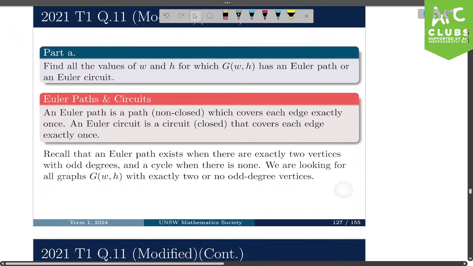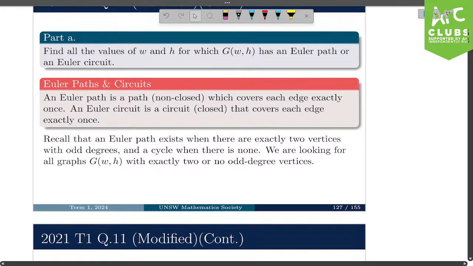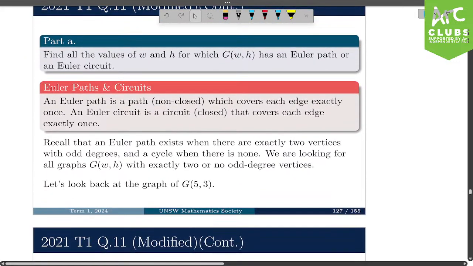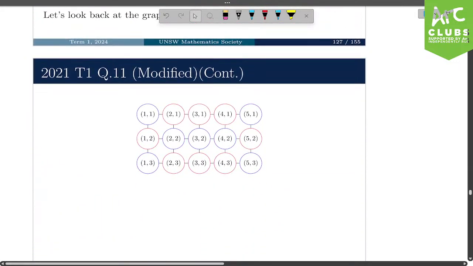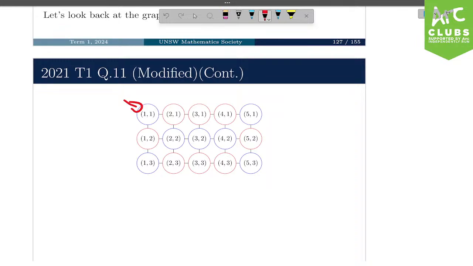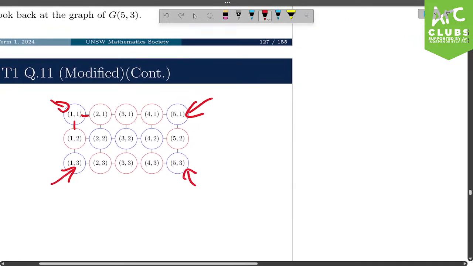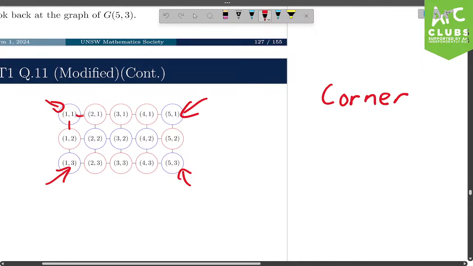Okay, so if we were to try and look at our graphs G, W, H, which have these properties of odd or even degree vertices, let's first consider 5, 3. Notice there are actually 4 classes of vertices in terms of what their degrees are. You have these corner ones here, right? What degree do these corner vertices have? So we have 4 of these corner vertices. You can see that they connect 1 down and 1 to the right. So they actually all have degree 2. Okay, so maybe I'll write that somewhere. So corner has degree 2.